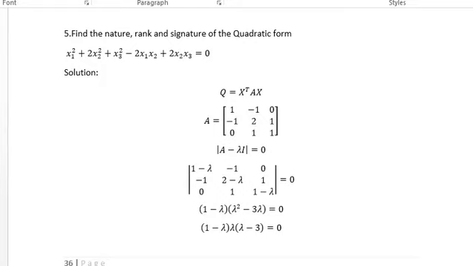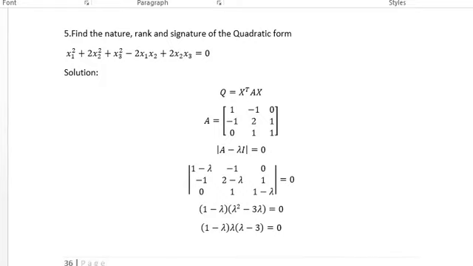First row, first element will be the coefficient of x1 square. Second row, second element will be the coefficient of x2 square, that is 2. Third row, third element will be the coefficient of x3 square, that is 1. So the diagonal elements are filled. Now we have to look at the first row, the second element, that is A12. A12 means half the coefficient of x1x2, that is minus 1. Next, the third element is half the coefficient of x1x3, it is 0. So the first row is 1, minus 1, 0.